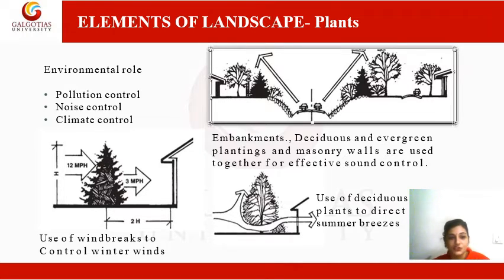You can see in this picture how the plants divert the noise. Where we don't want to block the sun, we will use deciduous trees. If we don't want to block the sun but want to block the noise, we will use deciduous trees and these types of embankments. Where the climate is cold, we will use deciduous trees to let the sun enter but not the noise, according to seasons.